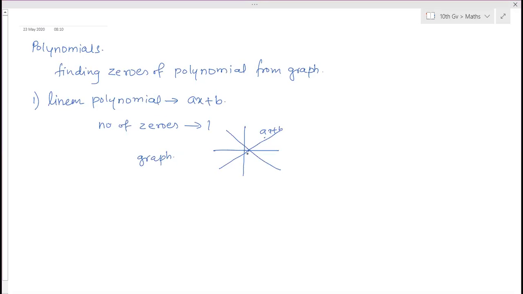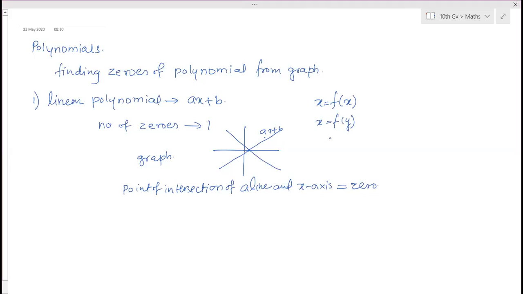So wherever it cuts the x-axis, that is the zero. The point of intersection of the line and the x-axis is the zero. But this is only when it is given y is equal to f of x. And if it is given x is equal to f of y, then wherever the line touches the y-axis, that's the zero. So, intersection with the y-axis.